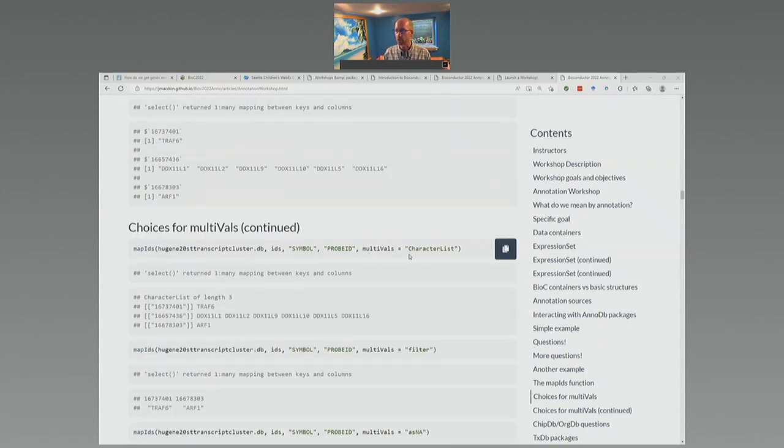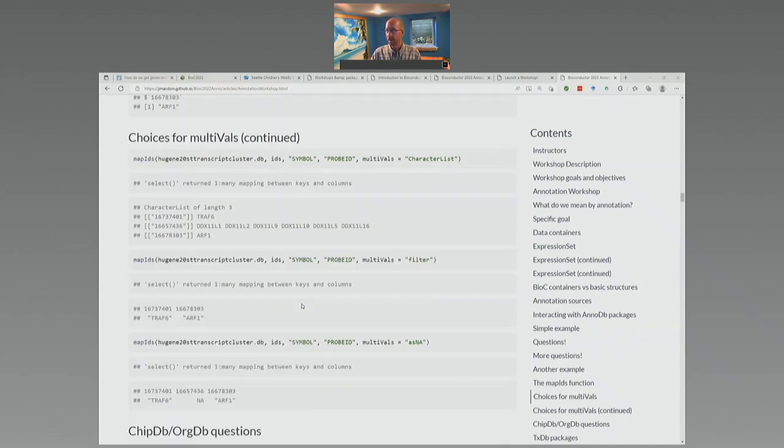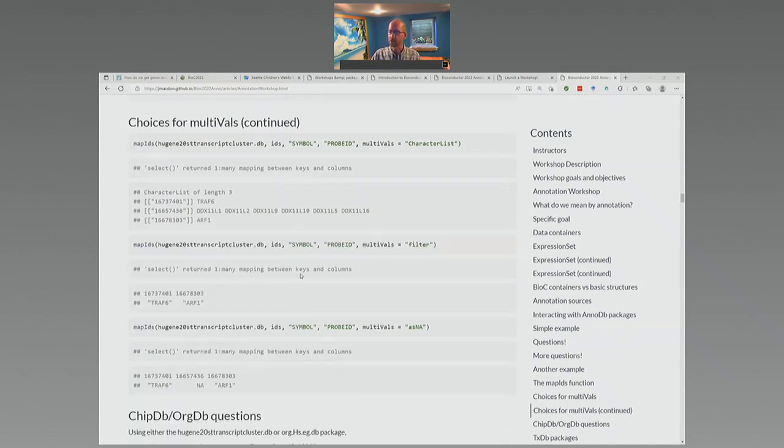You can also do a CharacterList, and we'll see later on in the presentation how a CharacterList allows you to keep having the one row structure with multiple things. So if we did mapIds with CharacterList, we get this weird looking thing like this, where it's got all of the repeated symbols. If we use filter, it basically just says anything that's got multiples, I'm just going to get rid of. So instead of having three things returned, we only get two.